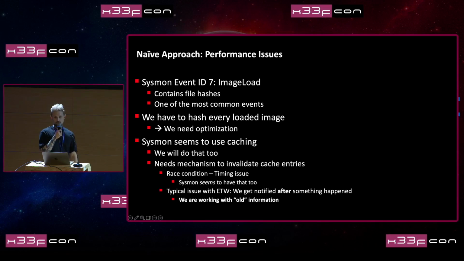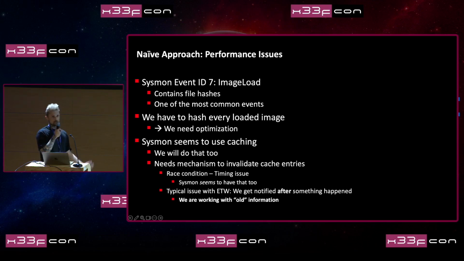So some of you may know Sysmon event number 7, the image load event. It contains file hashes for the image that's being loaded, and it's also one of the most common events. And since we have to do hashing, it's also one of the most CPU-intensive events that you can have. And yeah, we need some optimization for that. And since Sysmon is kind of our role model for this in regards to performance, we checked how Sysmon is handling stuff. And there seems to be some kind of caching mechanism in place.